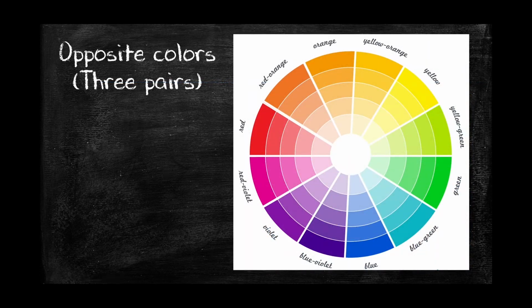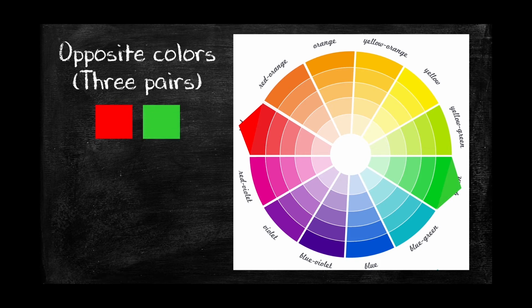Let's review some color theory. If we're looking at this color wheel, let's start with our first primary color, which is red. We're going to go straight across the color wheel to find its opposite that has a lot of contrast, which is going to be green. This is our first complementary pair.